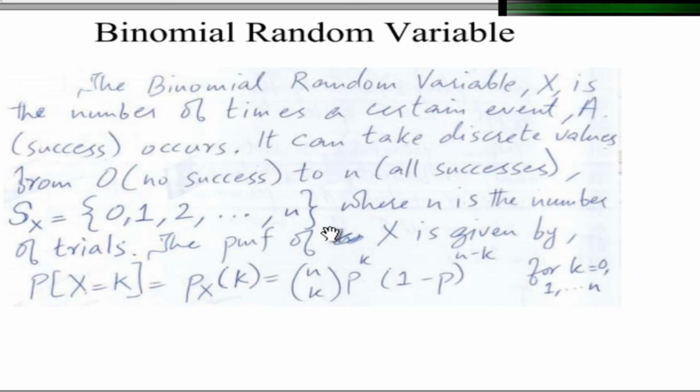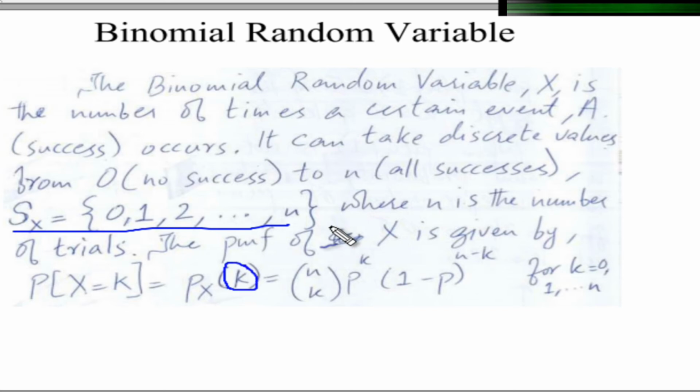If you are tossing a coin 10 times and you want to find out the probability of a certain number of heads from 0 to 10, you can find it out by using this binomial random variable. So what is the sample space? The sample space of this random variable is written here, where n is the number of tries. If you are tossing a coin 10 times, n will be 10, and k is the number of successes you want to find out.